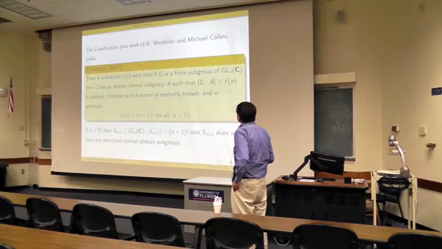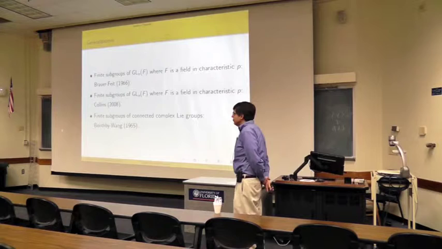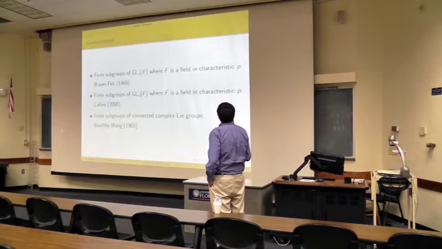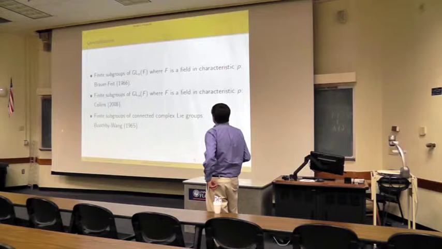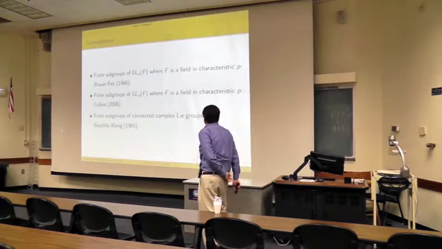This theorem of Jordan has some generalizations or applications to other situations. For example, finite subgroups of GL_n(F), where F is a field of characteristic p, were studied by Brauer and Feit, or in a different way, the same kind of groups were studied by Michael Collins, or the finite subgroups of connected complex Lie groups.